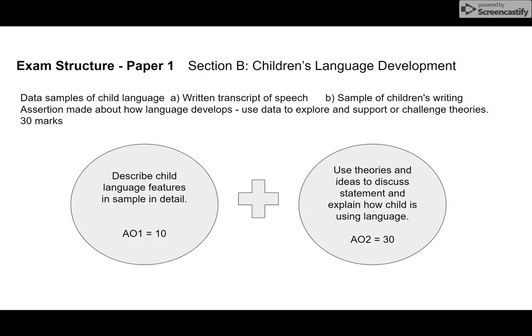10 are available for describing the language features and things that are found in the sample in some detail using the correct vocabulary, and 20 marks, sorry, I've written 30 there, but it should be 20, is using the theories and ideas that have been encountered to explain how the child is actually using language. So that's paper 1 over and done with. On to paper 2.